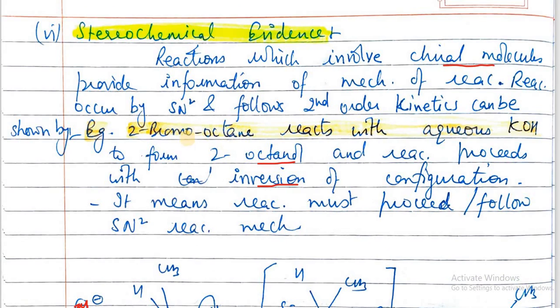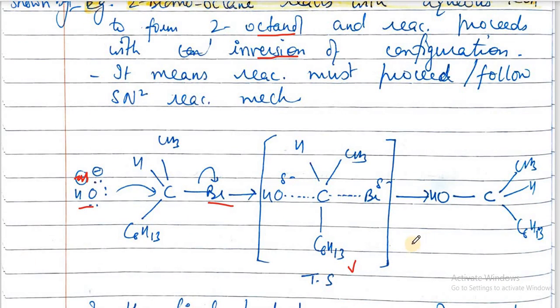So 2-bromo-octane reacts with aqueous KOH to form this, and if this proceeds by inversion of configuration, it means it follows the SN2 reaction mechanism, in which first the reactants react to give this transition state, and then it gives the inverted product. And in this, OH cannot have the same position as the Br, so we get the inverted product, which follows the SN2 reaction mechanism. So these are the methods to determine the reaction mechanisms, and now we will start with the next chapter in the next lecture.